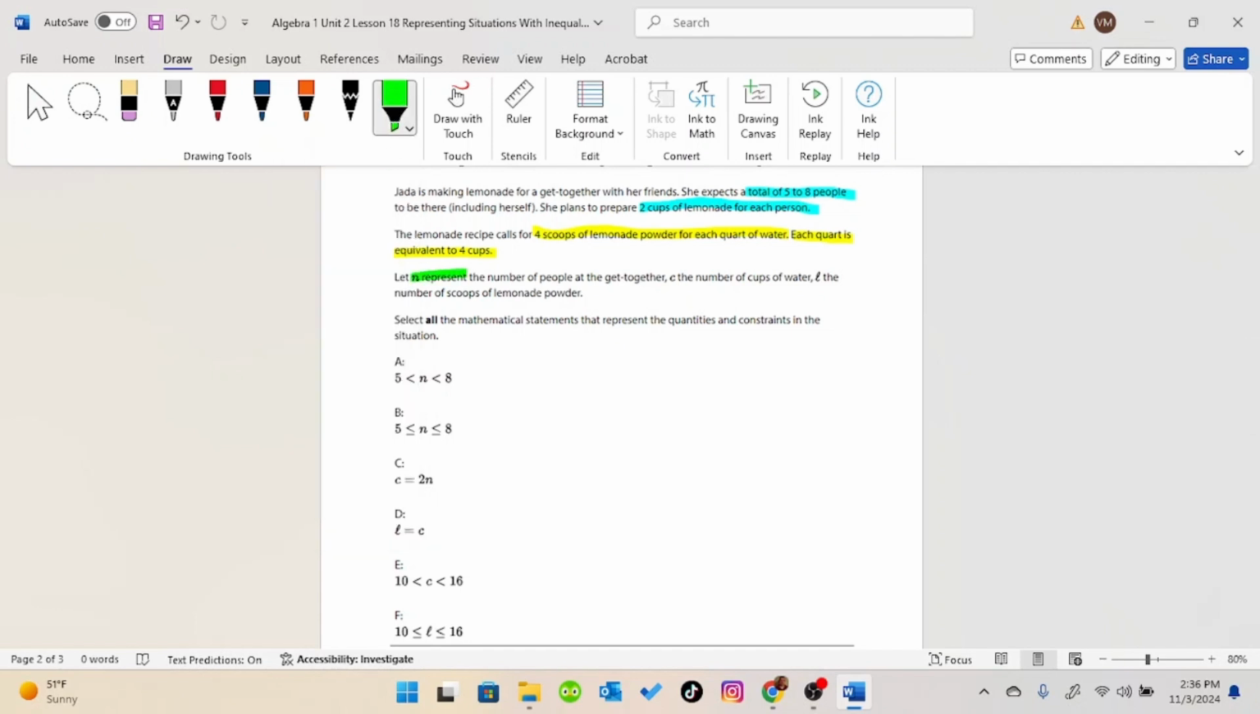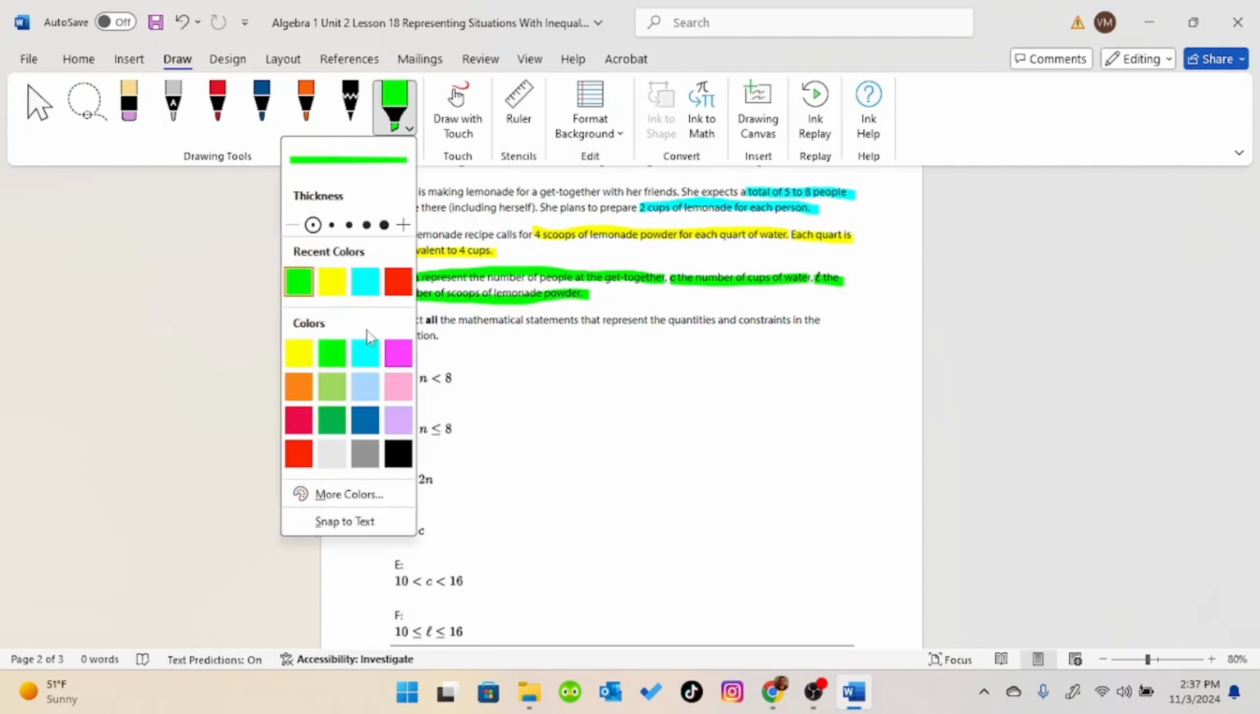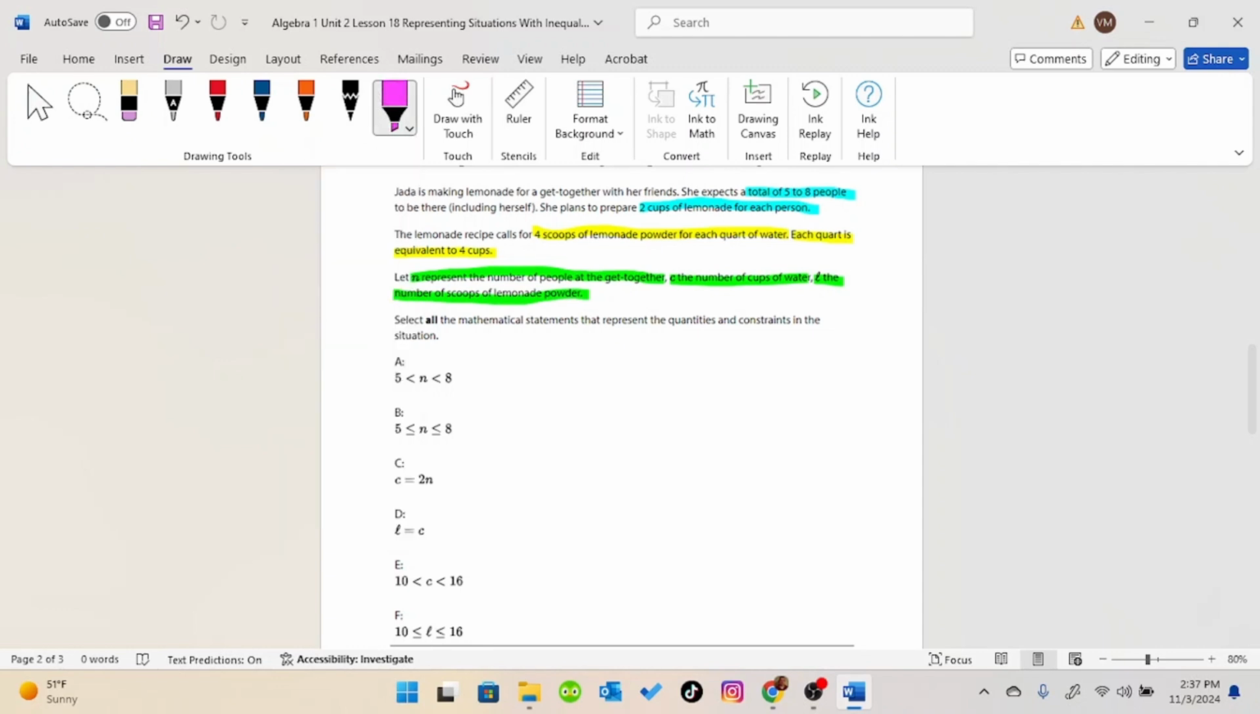Let N represent the number of people at the get-together, C the number of cups of water, L the number of scoops of lemonade powder. They want us to select all the mathematical statements that represent the quantities and constraints in the situation. So what we're going to do is look and see what each one says and then see if that is correct.